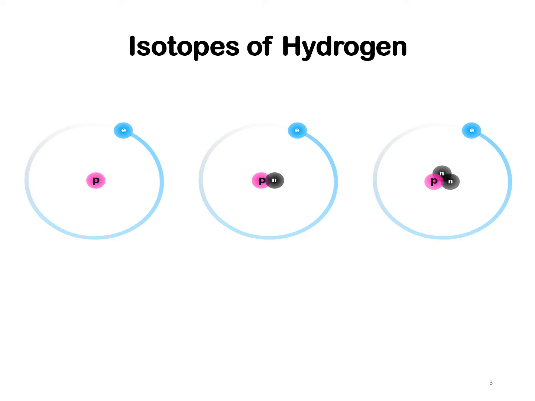This was actually the example of isotopes of hydrogen, in which the atom contains only one proton is known as protium, and the second one, which contains one proton and one neutron, is known as deuterium, and the third one, which contains two neutrons and one proton, is known as tritium.